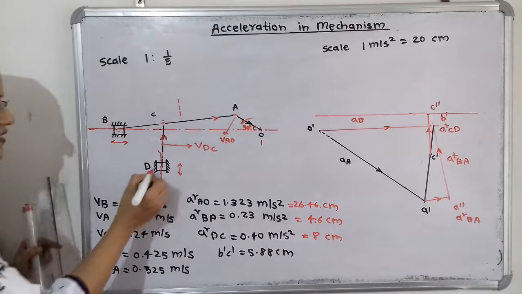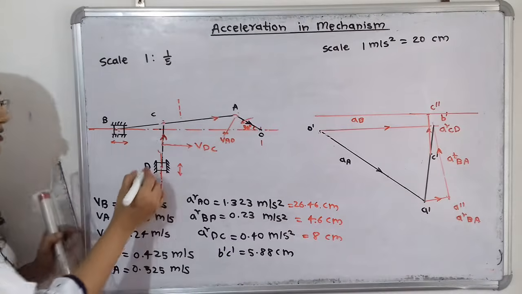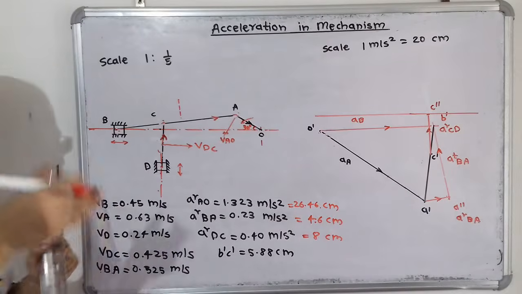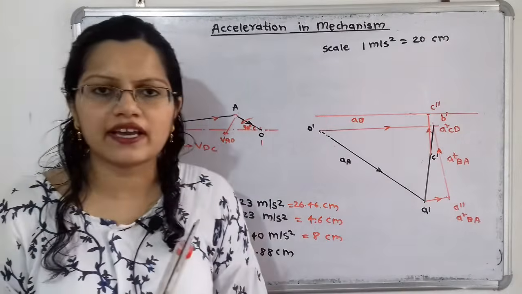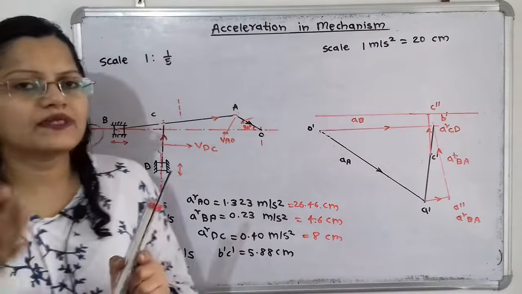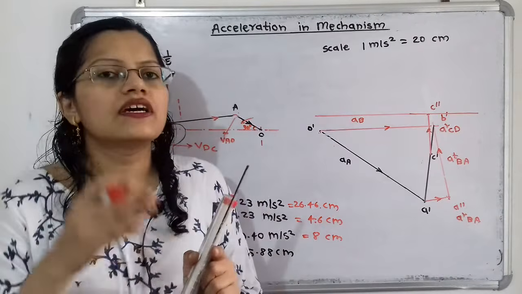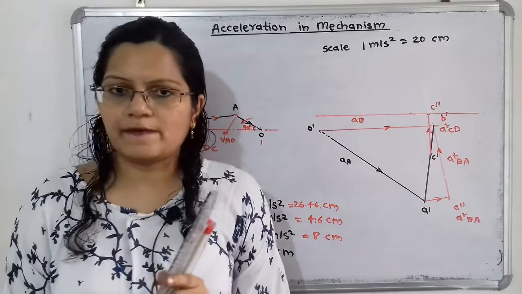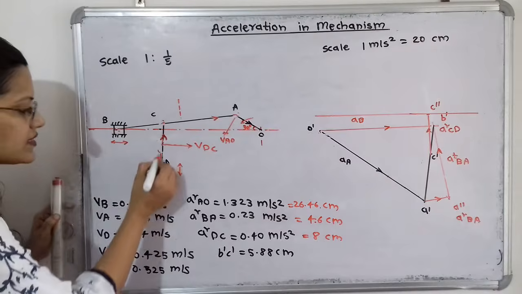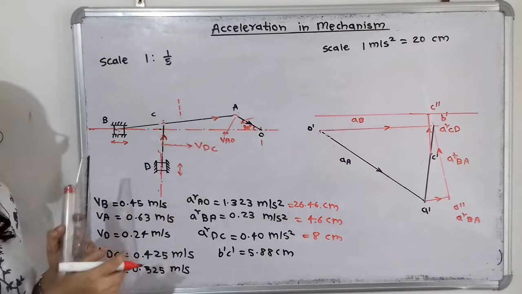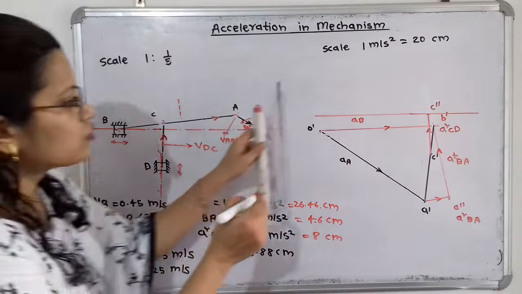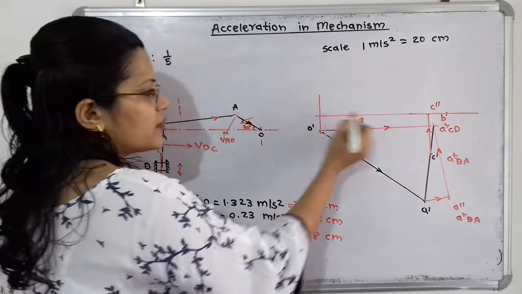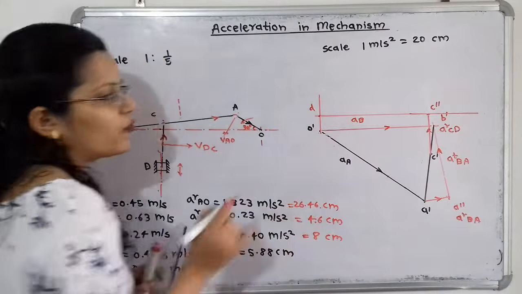Now if we observe, at this point D there is the slider, and this slider is having motion along the vertical line. So how to show this motion in the acceleration diagram? So we know that the motion of a slider or any reciprocating motion, that we have to take with respect to a fixed point. So we have to draw the same vertical line but passing through the fixed point, that is point O dash. So from this point O dash I will draw here one vertical line, and here the point of intersection is nothing but the point D.